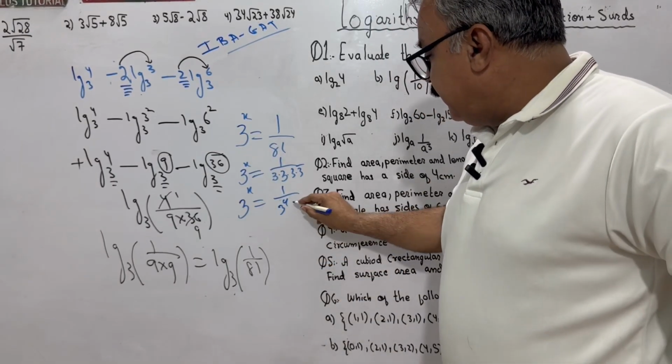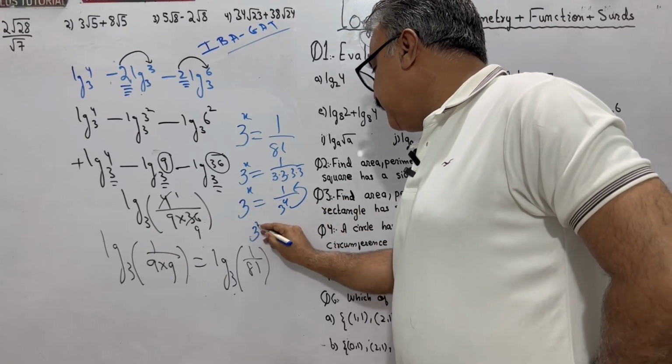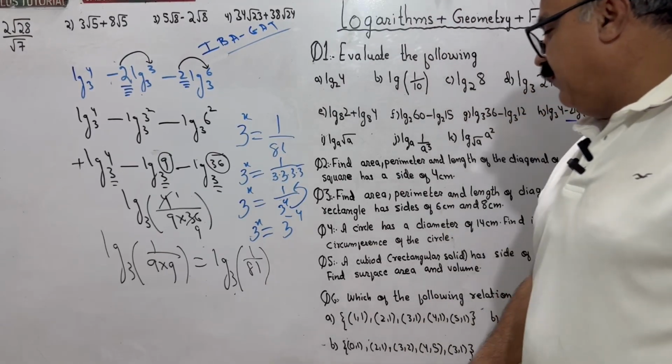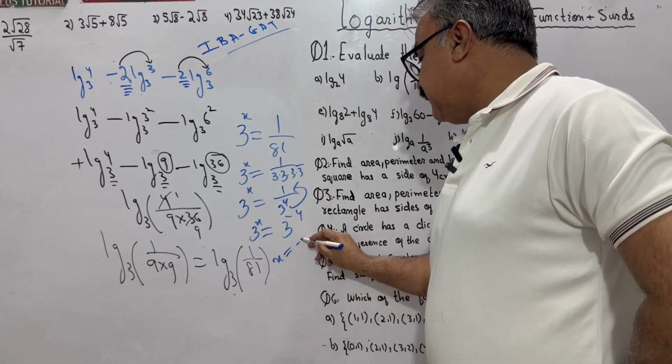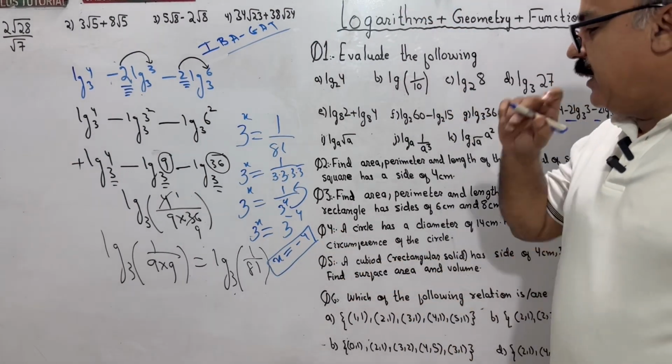Now take this 3 raised to 4 to the numerator. It will become 3 raised to x is equal to 3 raised to negative 4. Bases are equal. So our eventual answer in that case is x is equal to minus 4.